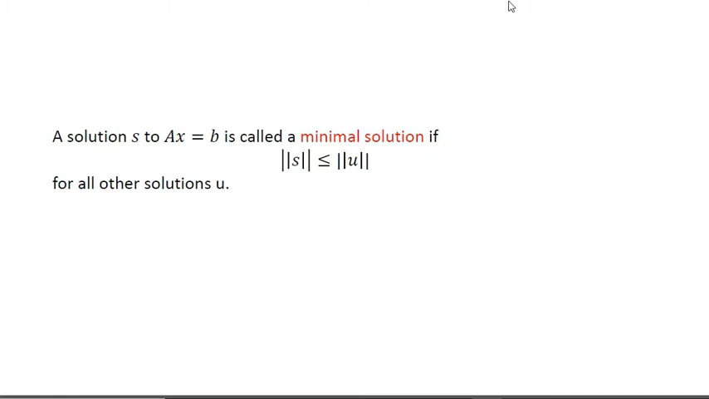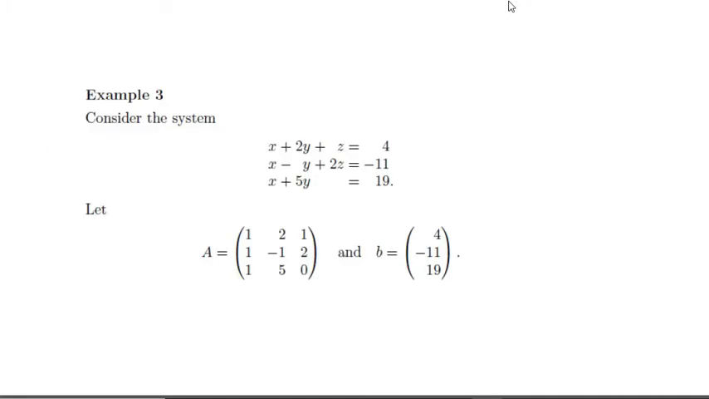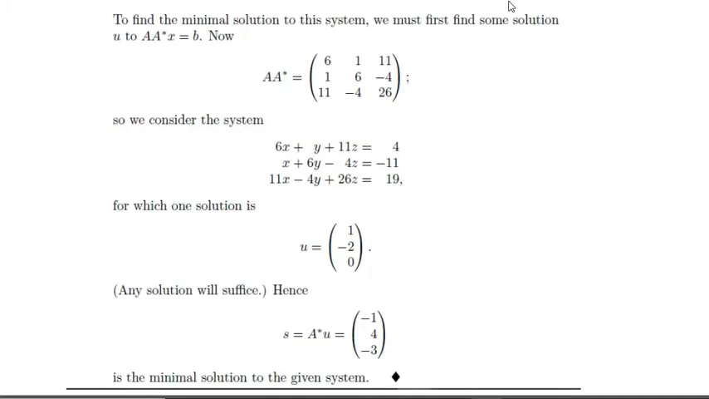Now we see how to find the minimal solution using the least square approximation. A minimal solution is a solution s to Ax = b if the norm of s is less than or equal to the norm of u for every solution u. So how to find this? Suppose you are given this system of equations, construct A, the coefficient matrix, and b, the right-hand side. To find the minimal solution, you have to find some solution u to A A star x equal to b.